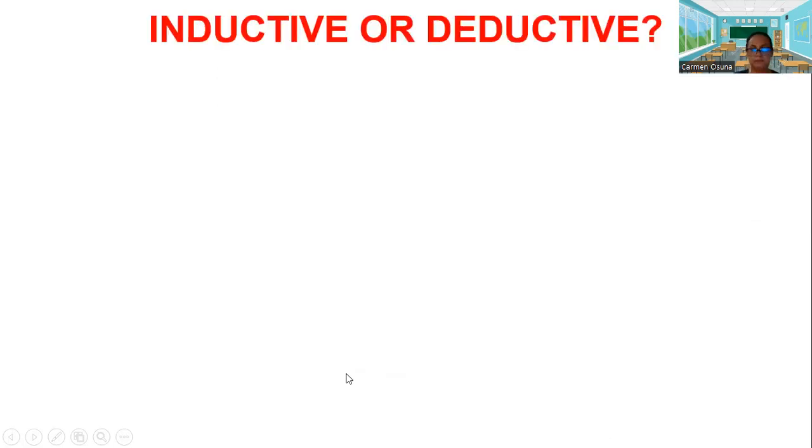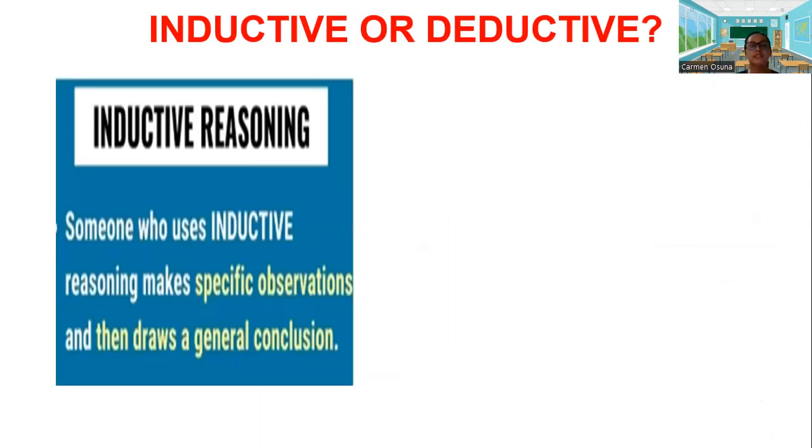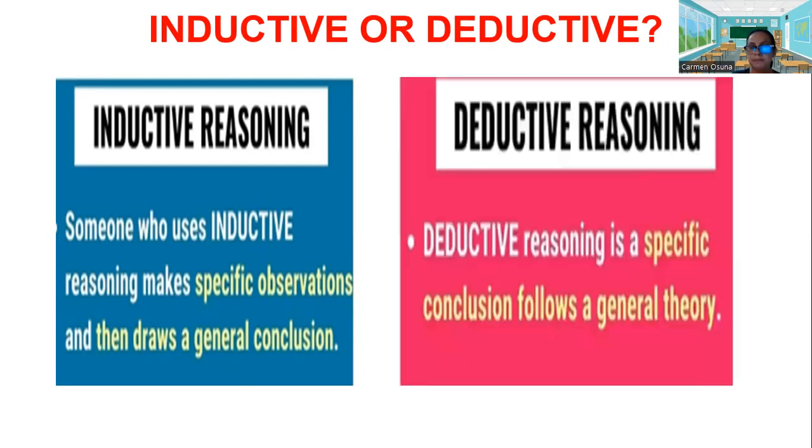Inductive or deductive. Inductive reasoning: someone who uses inductive reasoning makes specific observations and then draws a general conclusion. We put different structures, not the same structure, different sentences, and after they see the different sentences, the students in general have to draw a general conclusion. What is the rule in these sentences? What is the rule? That one is inductive.